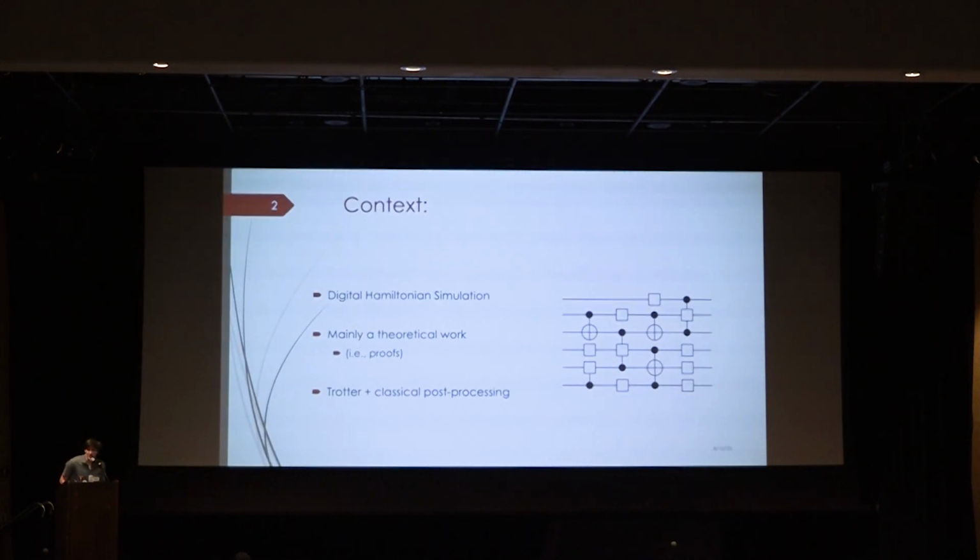So just to give some context, if it wasn't clear from the previous talk, I will be talking in the context of digital Hamiltonian simulation. And this is mainly a theoretical work, so though I won't be able to go through too many of them, the work itself is in proofs. And I'll be presenting at least one of those results if I have time. The main ingredients are Trotter, just simple Trotter, nothing too crazy, but with some classical post-processing in order to try to achieve more accurate results.